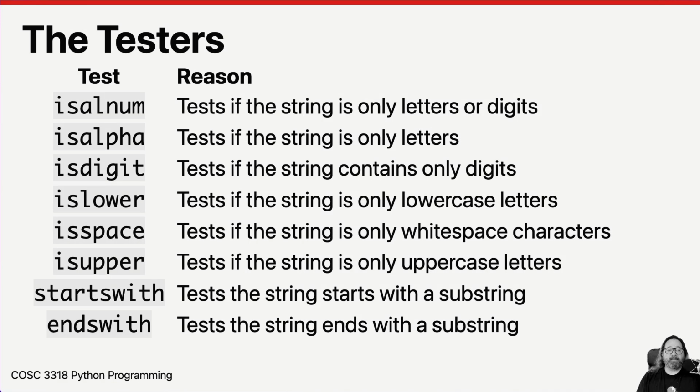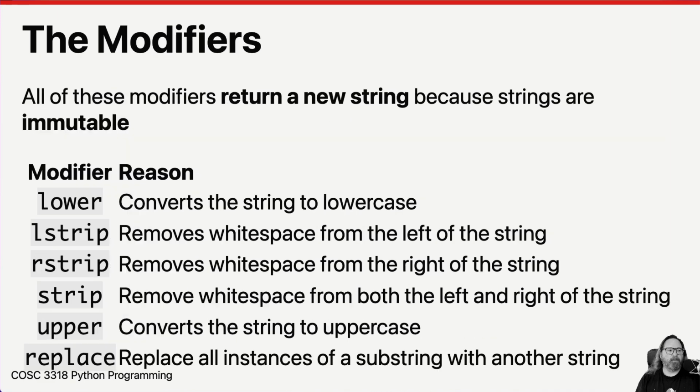All of this is in the textbook, but isalnum checks for alphabet letters and numbers. isalpha is just letters. isdigit is just digits. islower is all lowercase. isspace checks whether or not everything in it is spaces. isupper checks for uppercase. startswith checks if a string starts with another string. endswith tests if it ends with another string. I mean, they're named pretty nicely for you to remember what they are. This is the list. If you forget about them, look in the textbook.